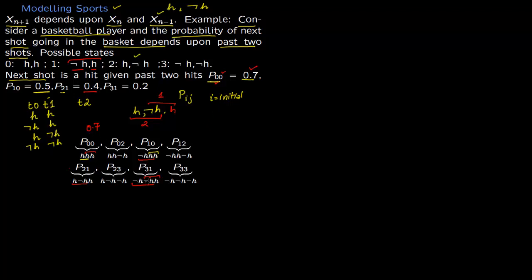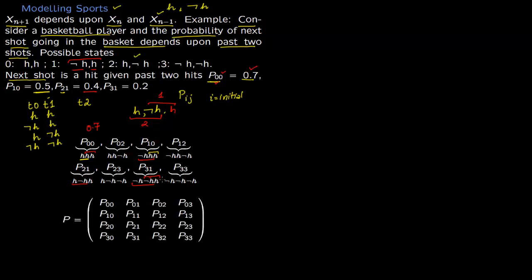Now you have these four states. So you have P00, then P10, P21 and P31. Let us write this in matrix form. This is the general matrix form. This is a four-stage chain, so there are four states here.